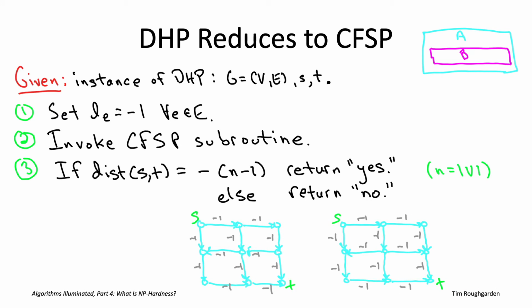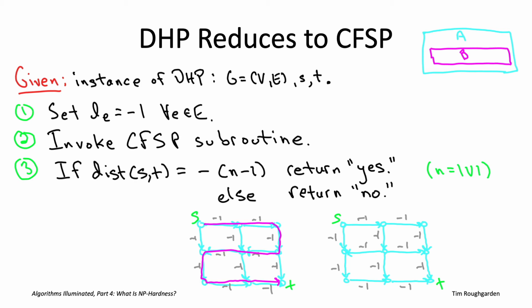So these are the exact same two graphs that we looked at earlier. The only difference is I've now written a -1 by each of the edges, reflecting their edge length. So in the first graph on the left, that was the one that had a Hamiltonian path that snakes back and forth from S to T. So that path visits all 9 vertices exactly once. So as a result, it has 8 edges, which means that its length is -8. And indeed, in the reduction, if this happens, the reduction is going to return the answer yes.